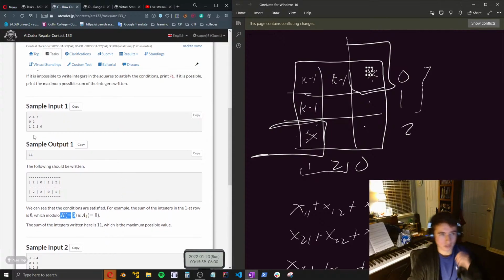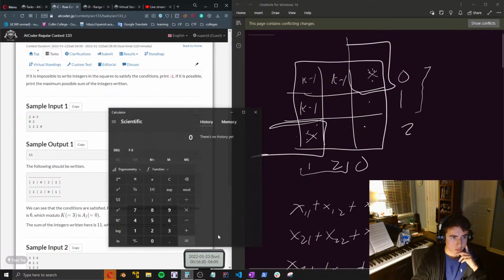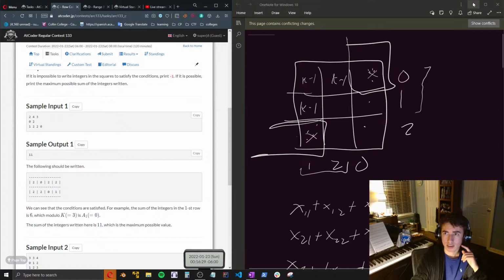Well, what are the values of these? 0 plus 2 is 2. Then 2 plus 2 is 4, plus 1 is 5, modulus 3 is 2. But 5 is the bigger one. So we need to take at least 2 times 4 is 8. What's it? 8 times 2 is 10? 16. Oh. I think I got it.